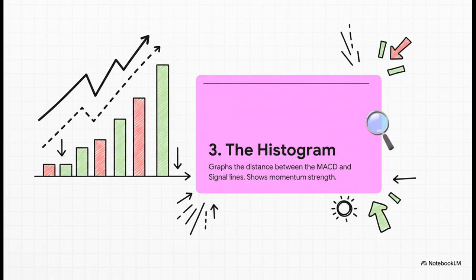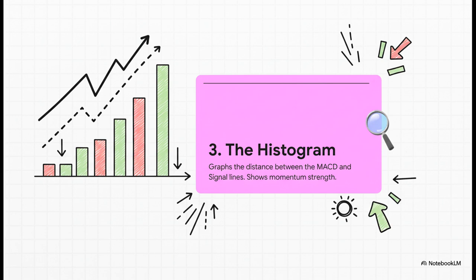And last but definitely not least is the histogram. This, for me, is where the MACD really shines. The histogram is literally just a bar chart that shows you the distance between the MACD line and the signal line. When the bars get bigger, it means the two lines are moving farther apart and momentum is picking up. When the bars get smaller, the lines are coming together and momentum is fading.